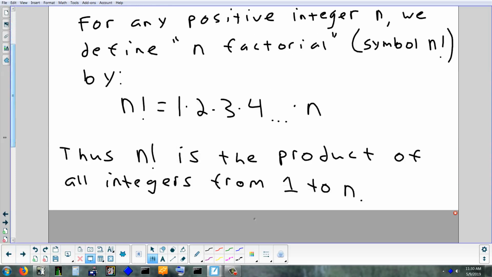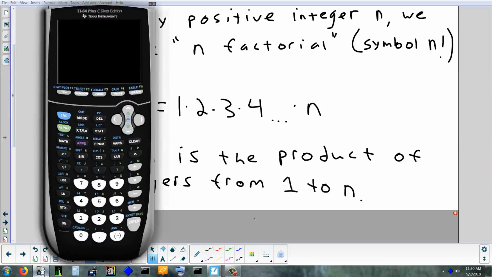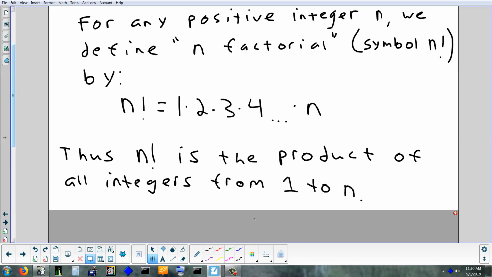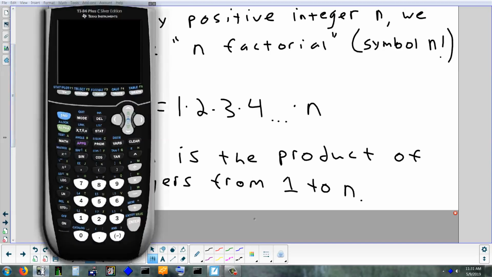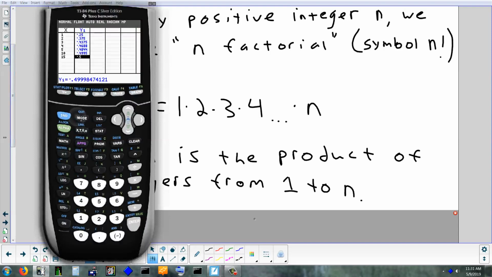Now it seems kind of weird, but you can actually do it with decimals. So how would you do that? Because factorial really only applies to integers. You multiply every integer from 1 up to your integer. But if you type in decimals on the calculator, it does work. We're not really going to get into it. I'll just show you one without a decimal first.